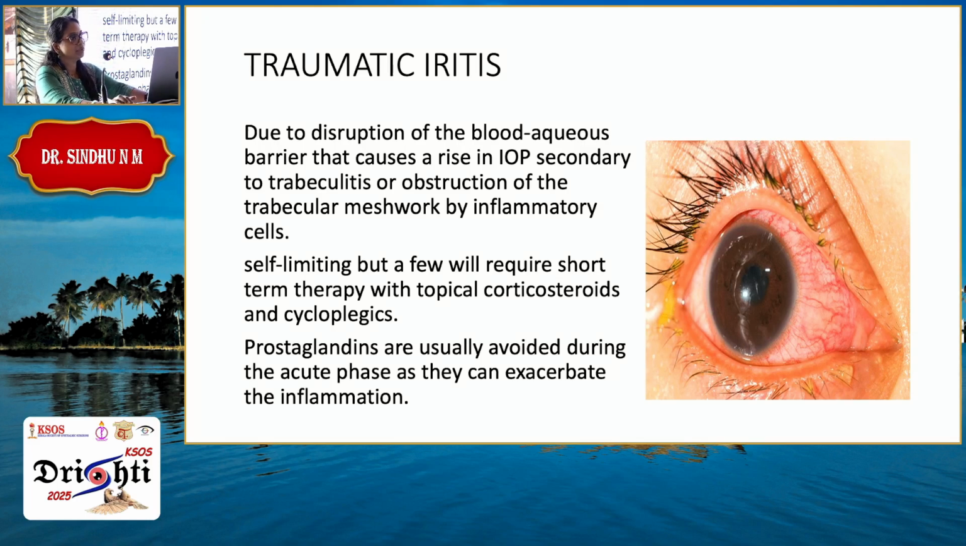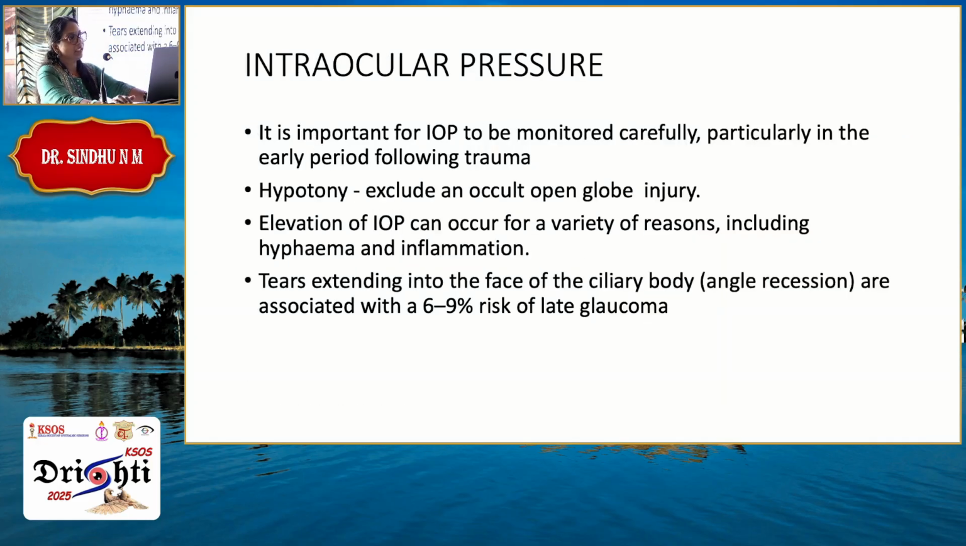This is due to trabeculitis or obstruction of the trabecular meshwork by the inflammatory cells. It's commonly self-limiting but may need a short course of topical steroids or cycloplegics. Prostaglandins are usually avoided in the immediate period. Intraocular pressure should be monitored carefully and regularly following a trauma. In the initial period, if you get a hypotony, always exclude an occult open globe injury.